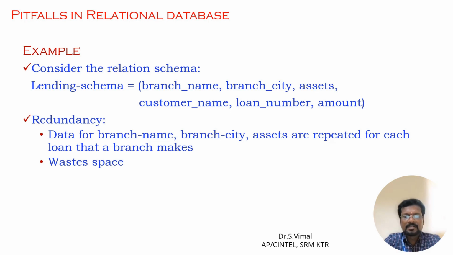Here what will happen? Data for branch name, branch city, and assets are repeated for each loan that a branch makes. Whenever we update something for the branch name, branch city, or assets, we have to make the changes in both the tables, in the customer bank table and also the loan table. Here the memory is wasted.